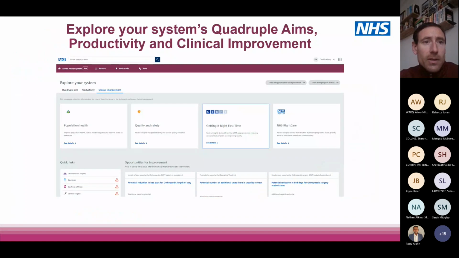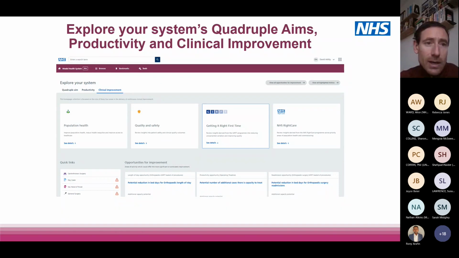So this is the landing page. This is at system level, so this can be viewed either as a provider level or system level, and regional level will be coming soon, but at the moment the default is the system. So this is the landing page.